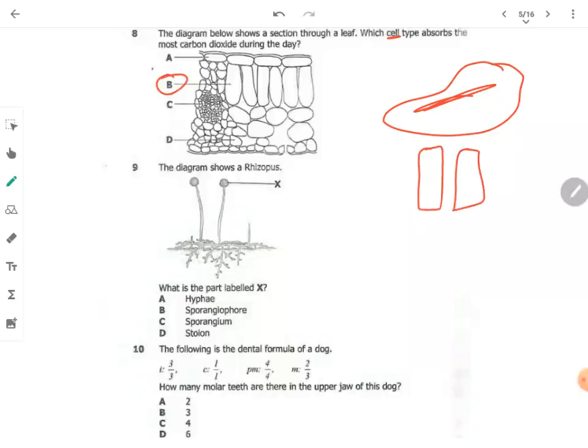The diagram shows a liverwort. What is the part labeled X? The part labeled X is what we call the sporangium.